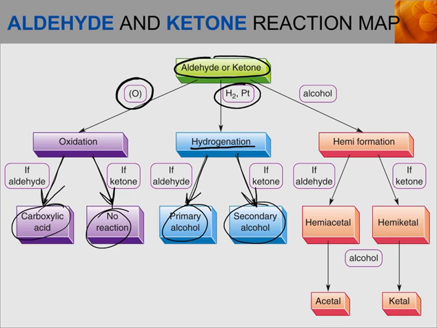And then finally, in this video, we saw that if we react an aldehyde or a ketone with an alcohol, we get hemi formation. So if you have an aldehyde, you get the hemiacetal intermediate, which eventually becomes the acetal molecule. If you have a ketone, you get the hemiketal intermediate, which eventually becomes the ketal product.